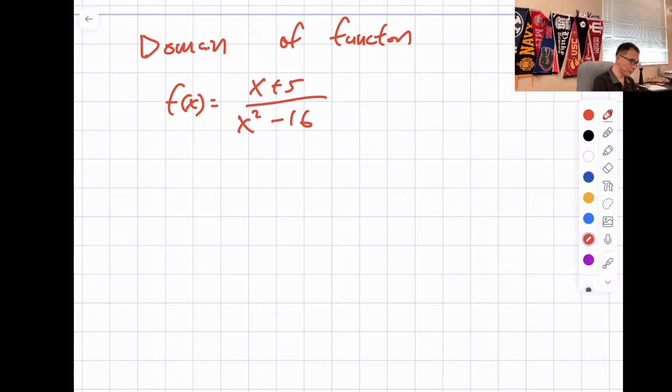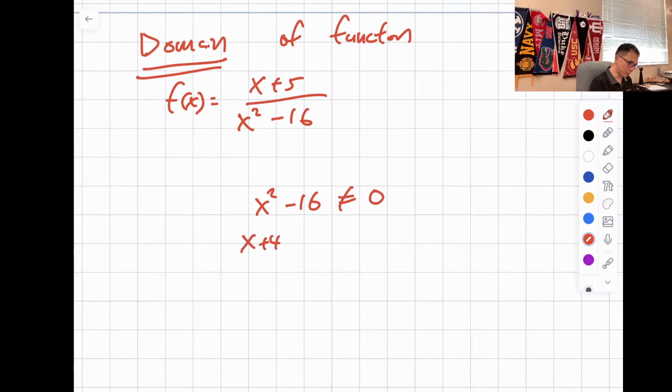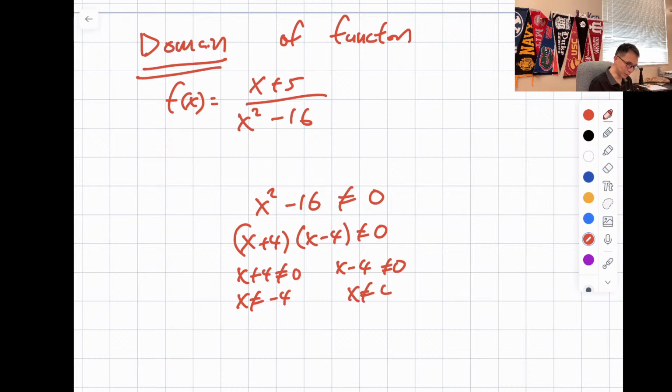So if you ever want to find domain of a function, take the bottom cannot equal to 0. It's the first time you use that cannot equal sign, but the way you solve it is exactly the same. You can do it this way: x plus 4, x minus 4 cannot equal to 0. X plus 4 cannot equal to 0. X minus 4 cannot equal to 0. X cannot equal to negative 4. X cannot equal to 4.